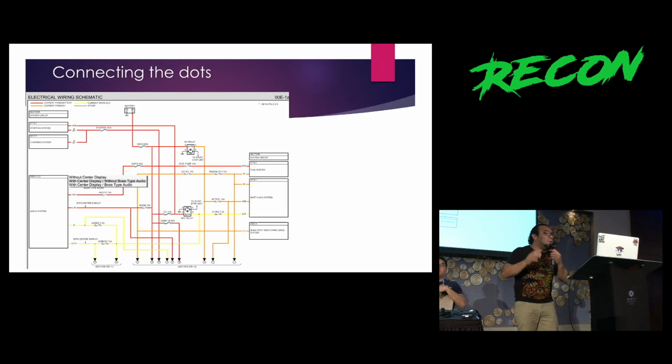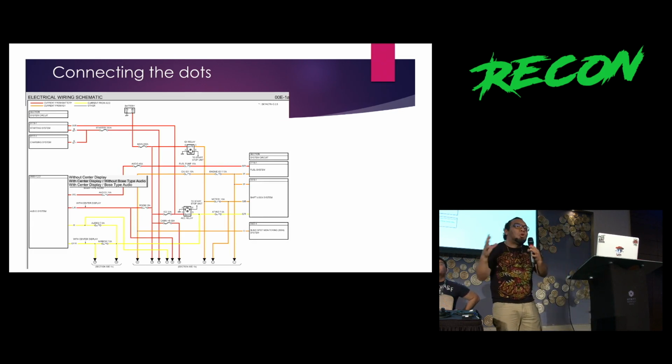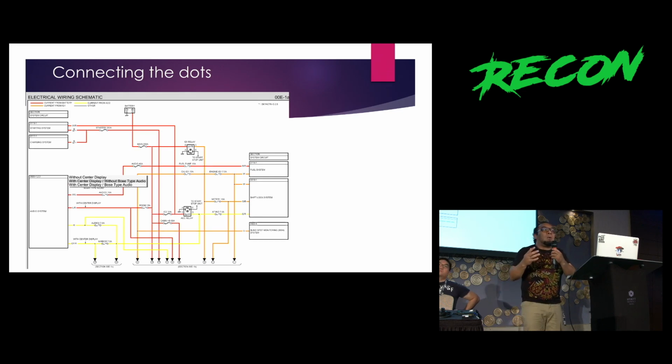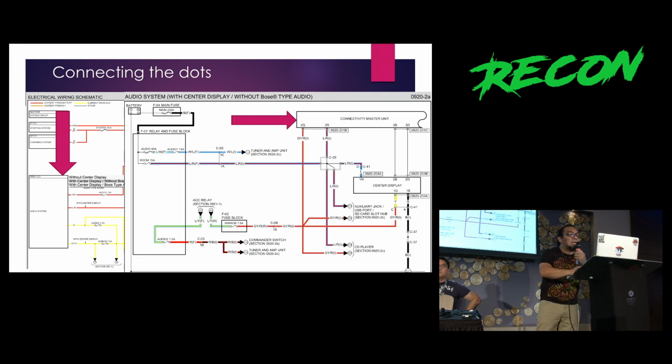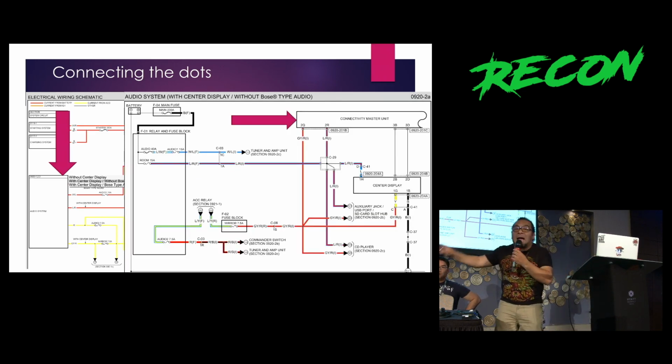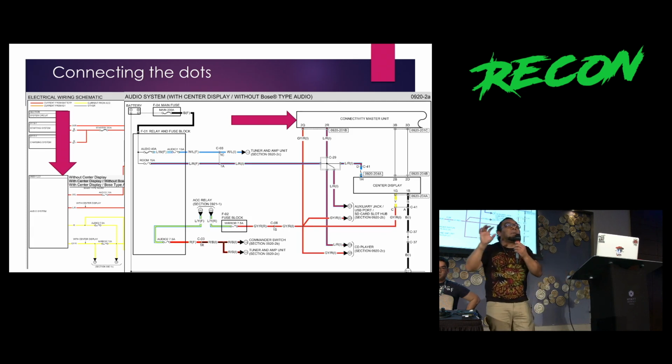Here is the first schematic of this unit. There are multiple components in this infotainment. It's just huge, and we said, you know what, we need to focus on something, otherwise we won't do anything. So we focused on the audio system. The audio system is the connectivity master unit. When you see the screen, the GPS, the audio, radio, that's the connectivity master unit.